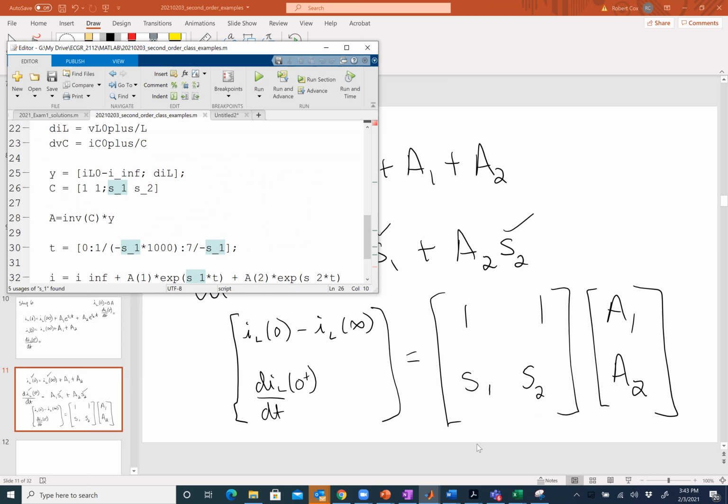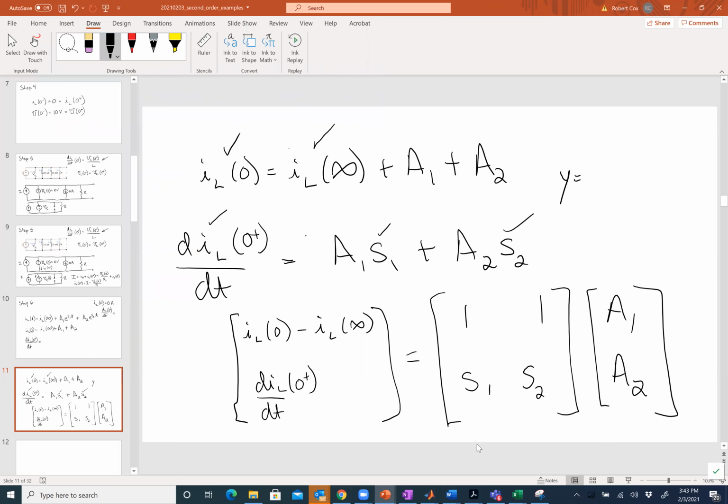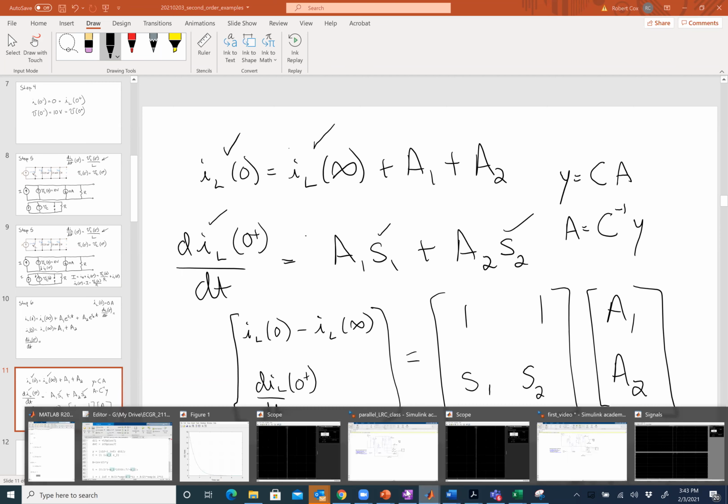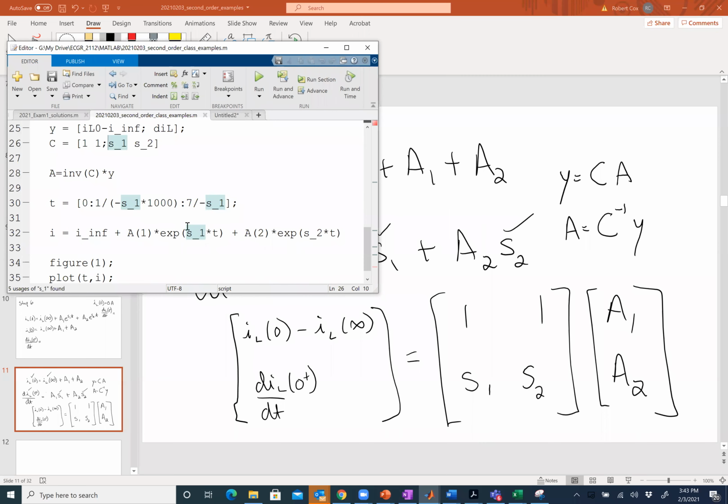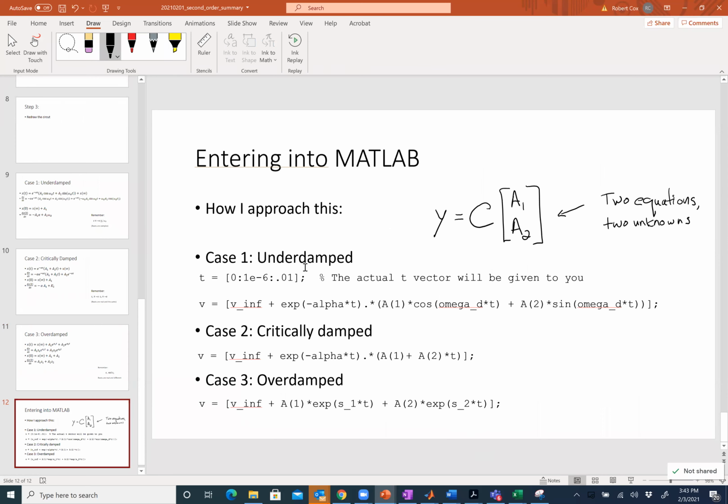That's this guy. So when you look at this later, Y equals C times A. And I said that A equals C inverse times Y, right? That was my way of entering this into MATLAB. And I'll give you guys the MATLAB code as well. And this expression here, I also have in my summary slides. So basically, these are the three forms of what that equation would look like.